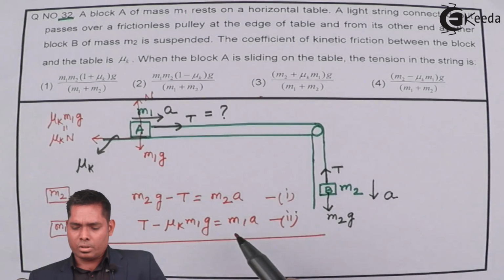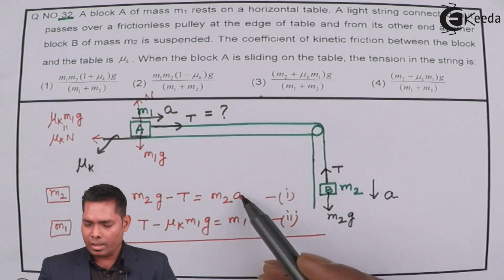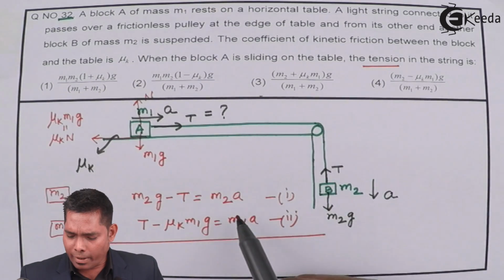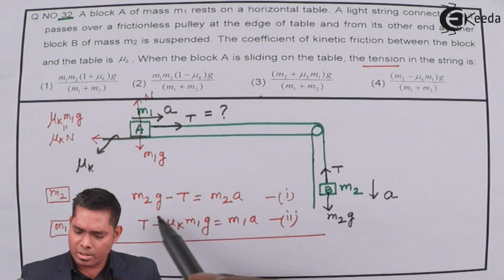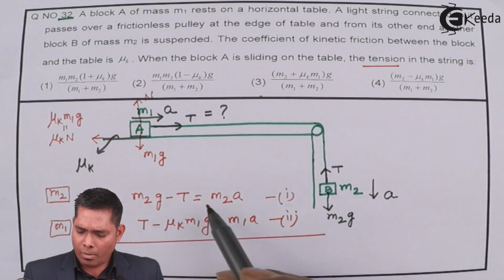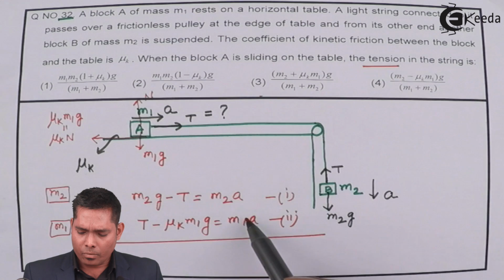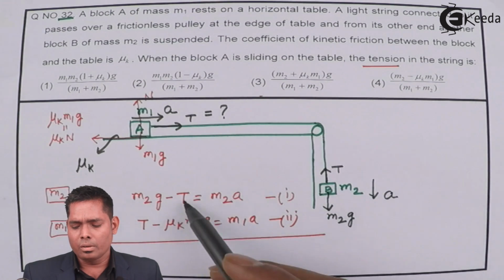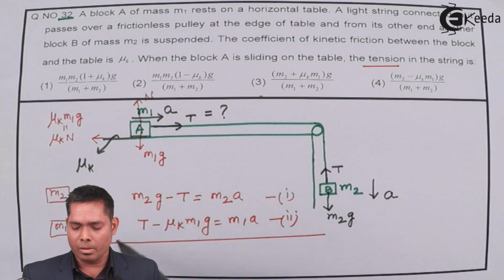Now these two equations have two unknowns. One is T, another is A, and we are supposed to find T. To find T, first let us eliminate T, find the value of A from here. Once you get the value of A, you substitute in any one of the equations. So that will get the value of T.